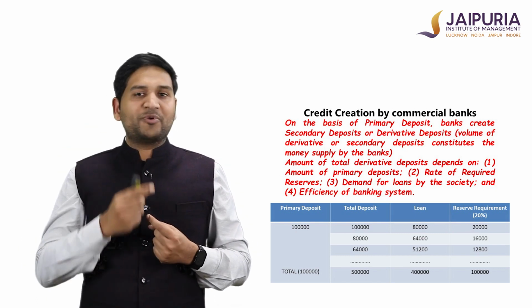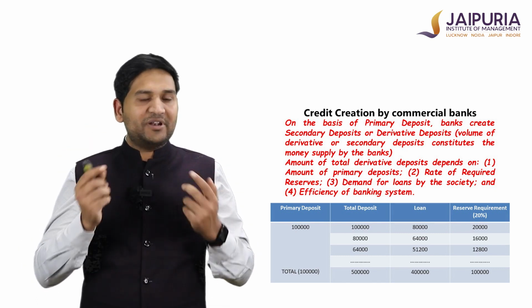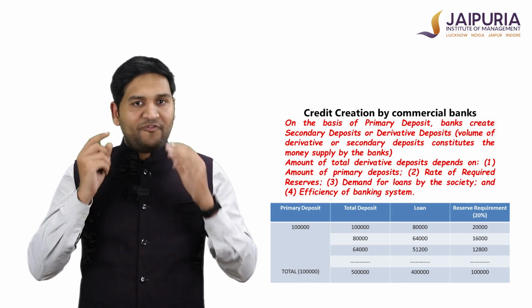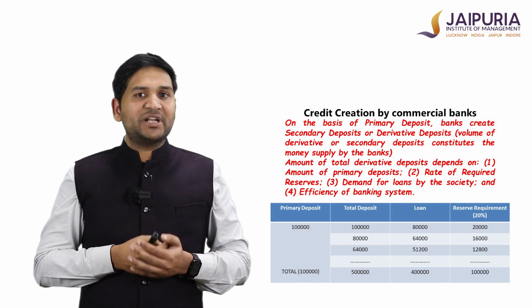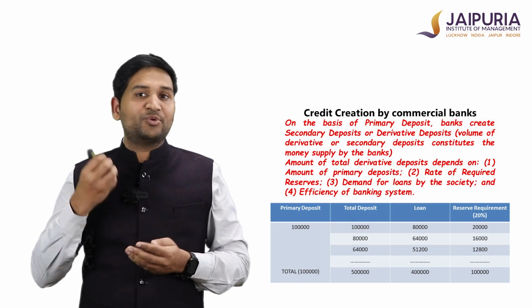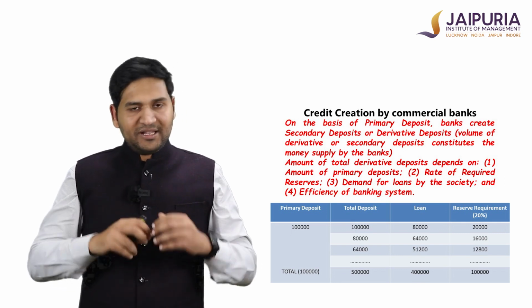Now this whole process will go on till we reach the final result, which is that 5 lakh will be the total deposit, 4 lakh will be the total loan, and 1 lakh will be the total reserve requirement. This is how it works. So we have seen that a deposit of 1 lakh is creating a total credit in the economy of 4 lakh.